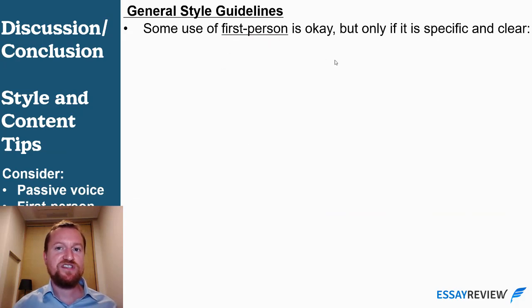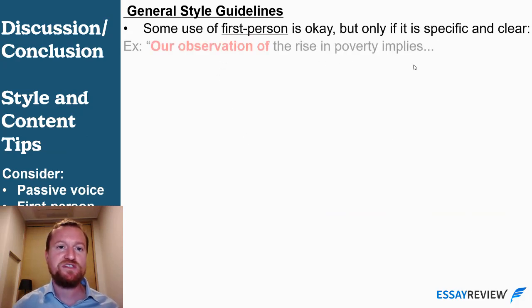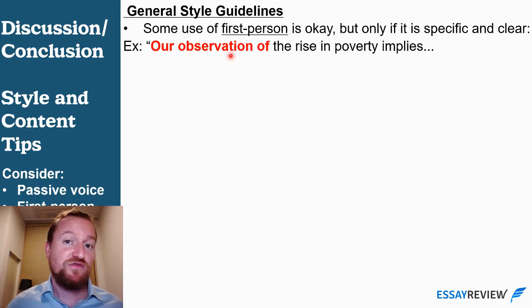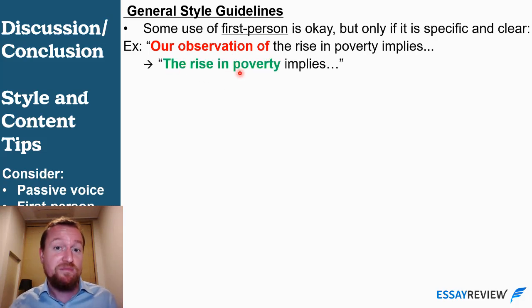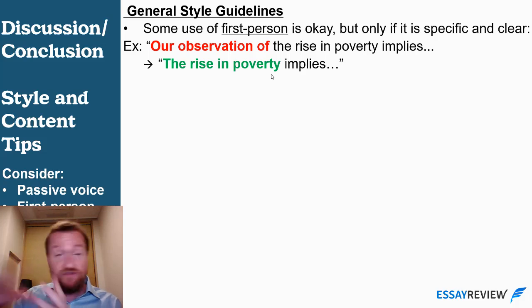As far as first person, some is okay, but only if it's specific and clear. "Our observation of the rise of poverty implies." Is the observation important here? Probably not. So the rise in poverty, or the findings, if that's what you're discussing, the rise in poverty that you found implies X. Your observation is not what is important.